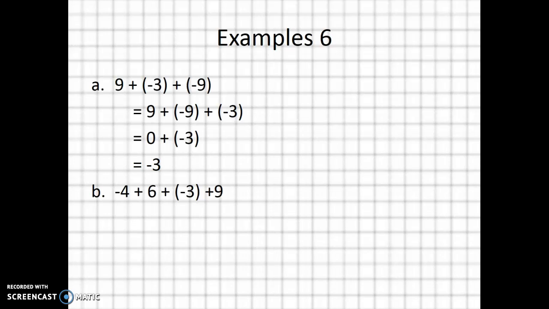All right, let's do the same thing for B. Negative 4 plus 6 plus negative 3 plus 9. Now this time it's a little bit weird. I'm going to rearrange it like this. Now we don't have any integers that just cancel each other out, do we? But I'm going to put the negatives together and the positives together so I can just use my same sign sum rule. I'm going to add what's in the first set of parentheses first and the second set second. Then I'm going to add those together.